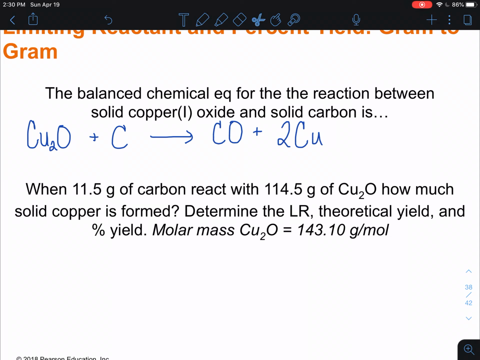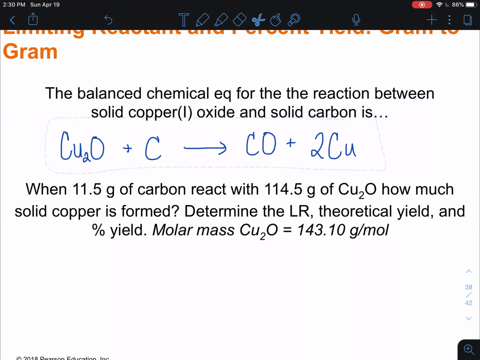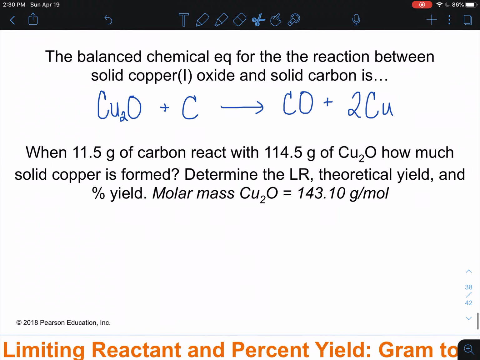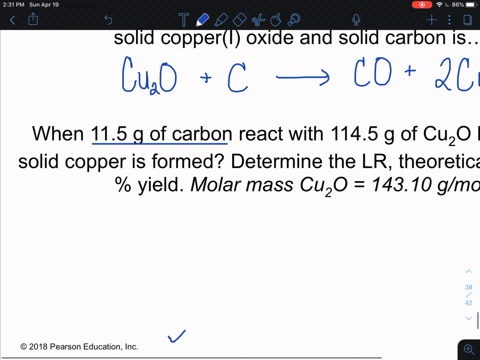Okay, so now that we have the balanced chemical reaction, when 11.5 grams of carbon react with 114 grams of copper oxide, how much solid copper is formed? All right, so we're converting every reactant to product, and this particular product is solid copper. So we're going to take, first, just because it's there, 11.5 grams of carbon, convert that to moles of carbon.